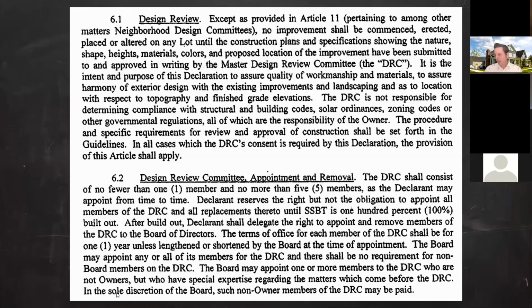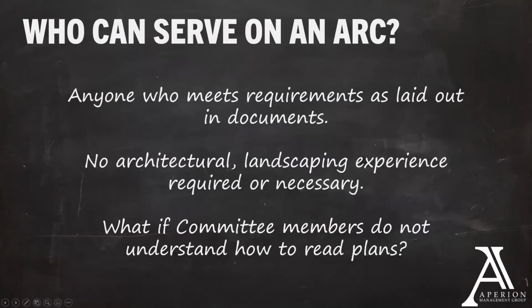And then it continues on and talks about the declarant's rights before a turnover of an architectural review committee, what the terms are, and how they're appointed, which is the board generally appoints an architectural review committee. So who can serve on an ARC? That again is going to be pointed out in your documents, but it's anyone who meets those requirements as laid out in the documents.